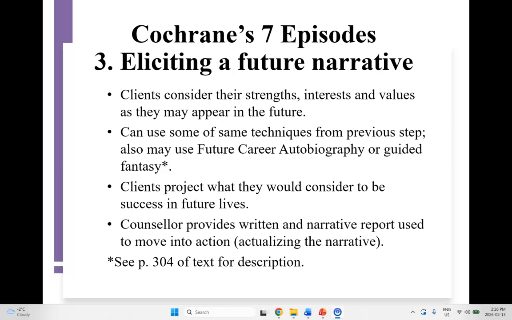So in step 3, clients project what they would consider to be success in their future lives. And you, as the CDP, might provide a written and narrative report that helps the client to move into action. So they are telling you these stories. You need to find some way to capture the gist of them, the main ideas, and use that to identify themes that the client might want to actually see realized in their future career.